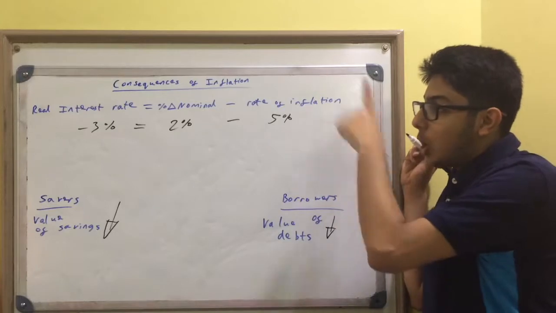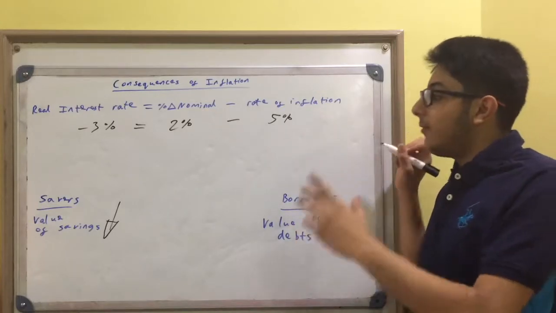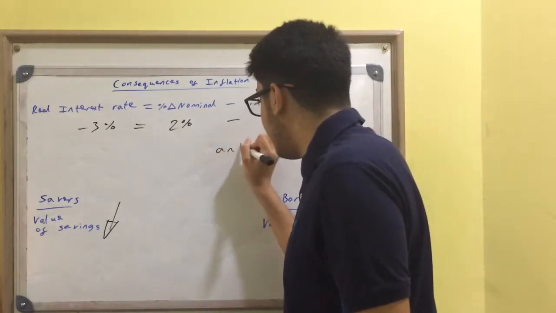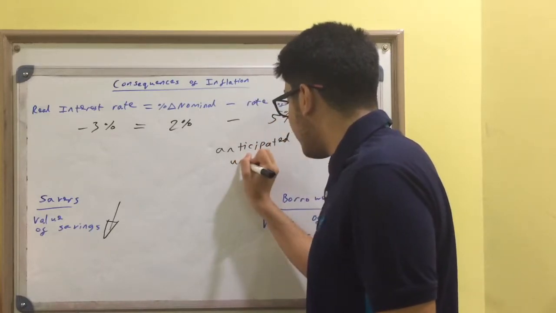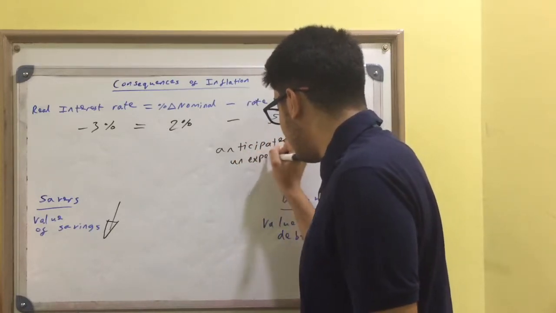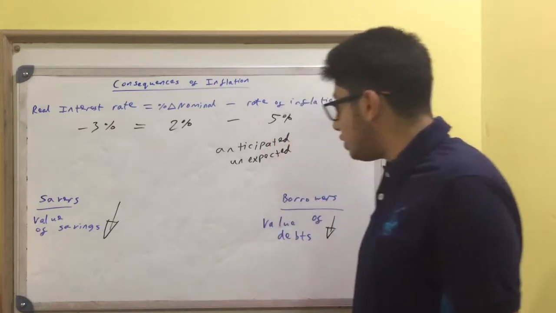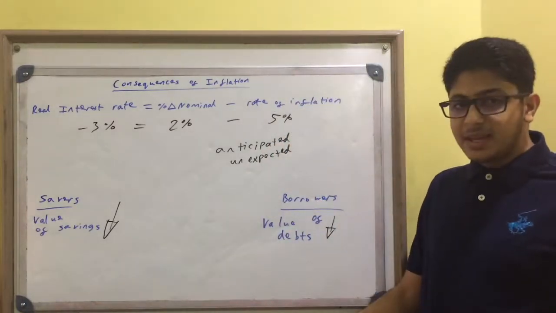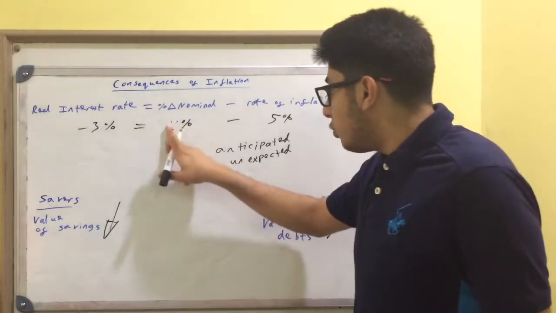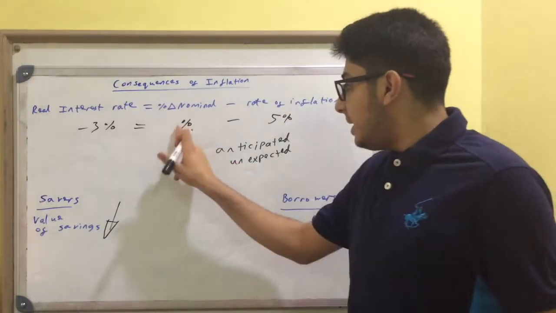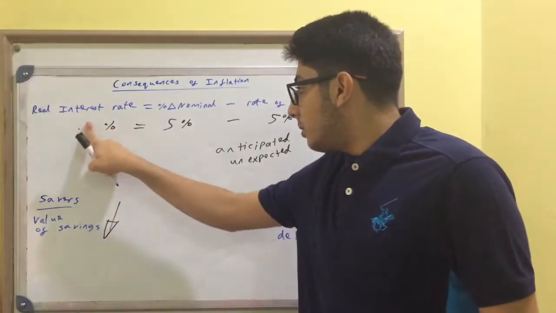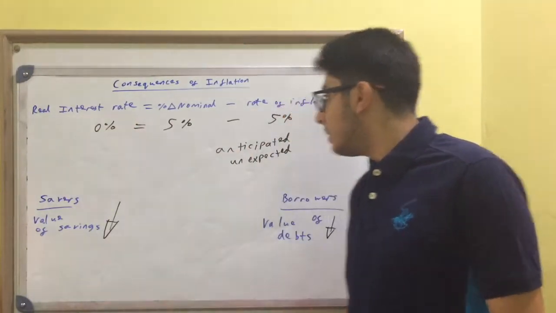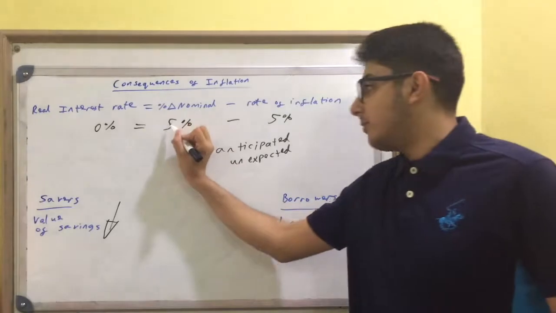However, this all depends if inflation is either anticipated or unexpected. If inflation is anticipated, the banks will usually raise their interest rates to match the rate of inflation, or they'll make it higher than the rate of inflation.